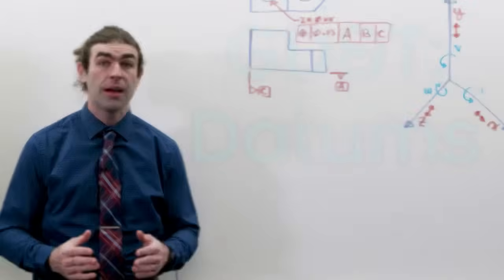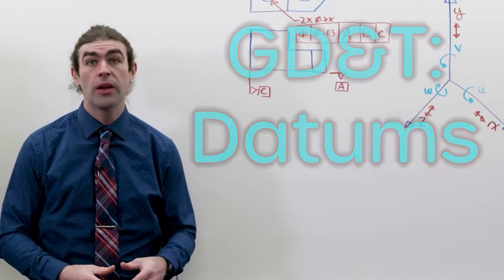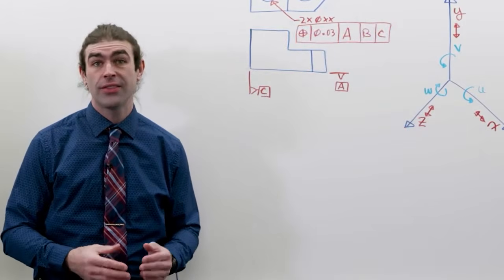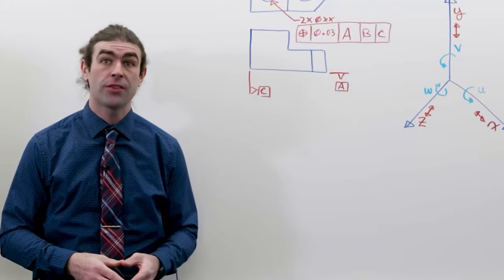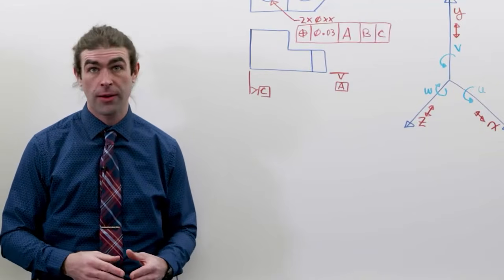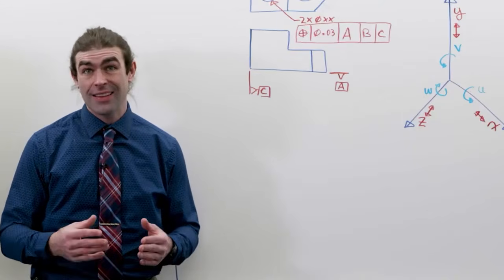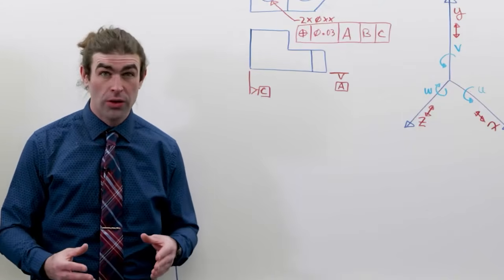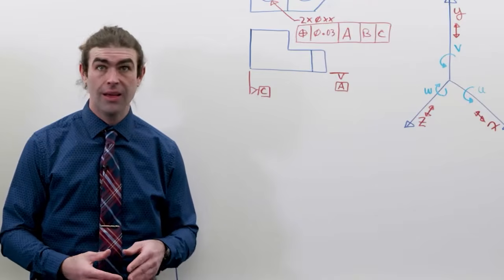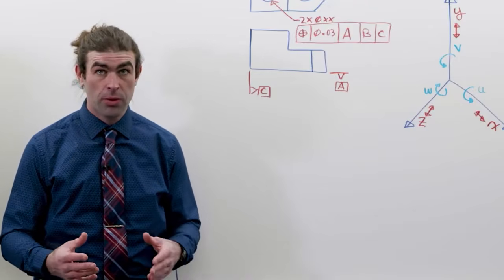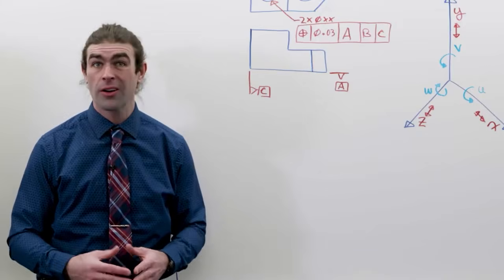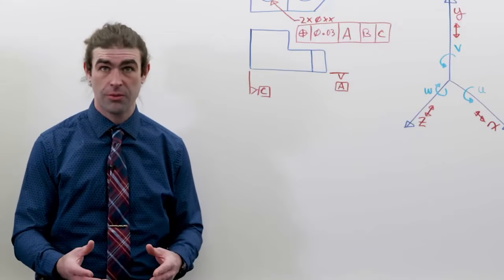In this video, I'm going to discuss datums. So in the ASME standard, this section is number 7, and it's called datum reference frame, not how to use datums. The reason is that the datum reference frame is really important to understand. It also is fairly simple. It's really just another word for Cartesian coordinate system.